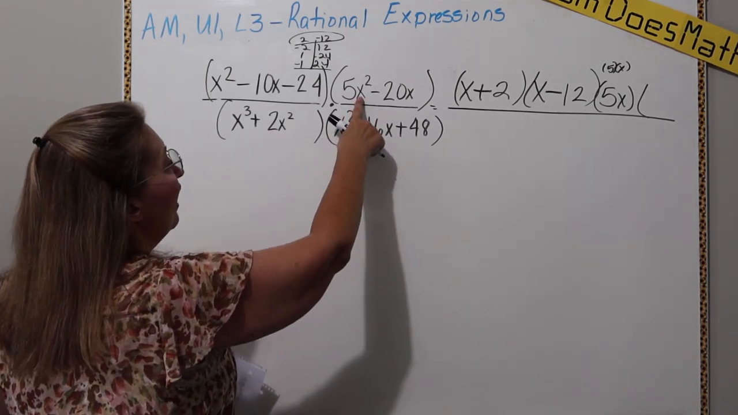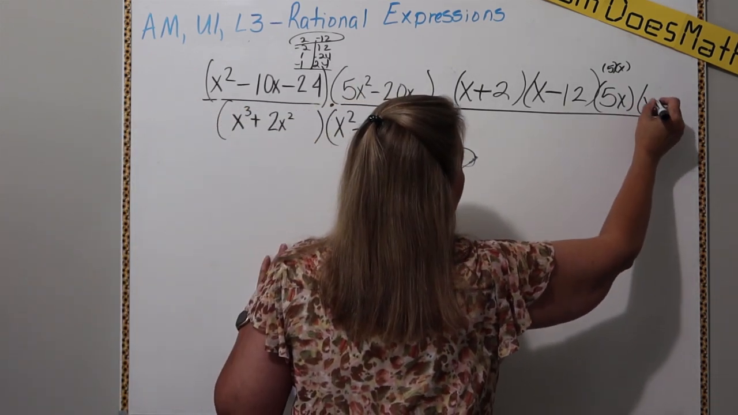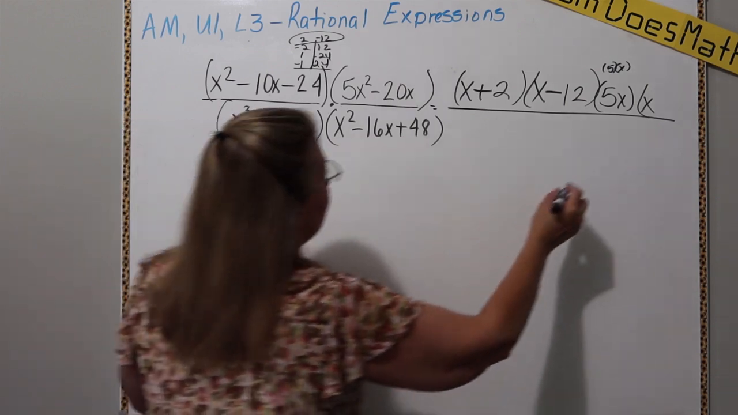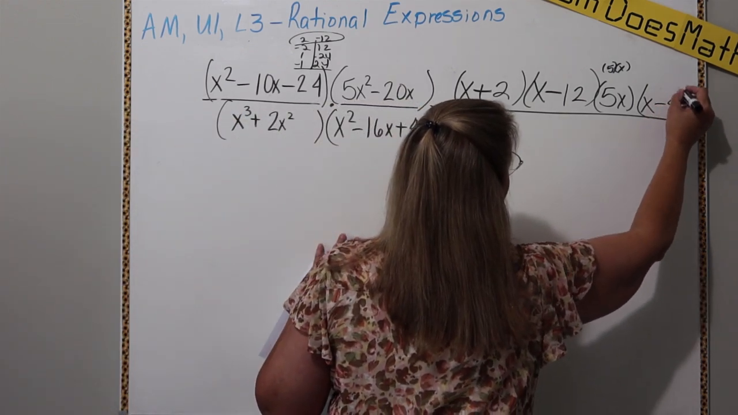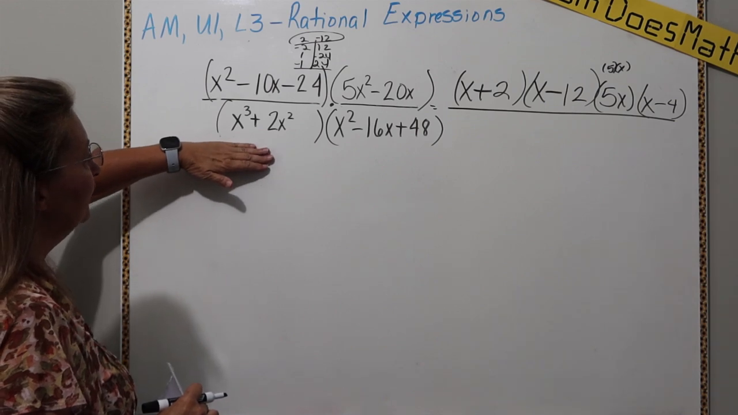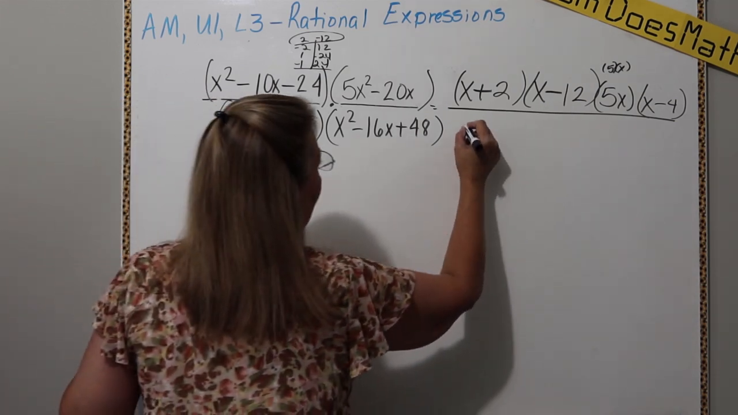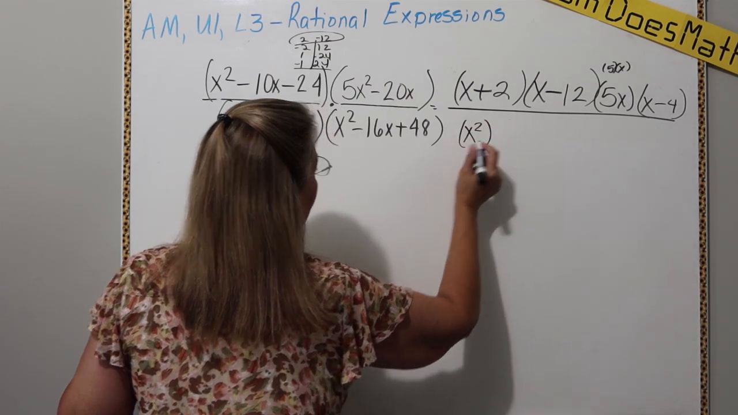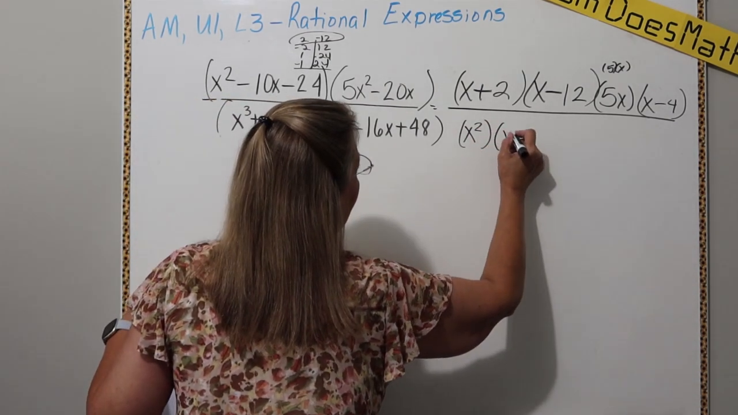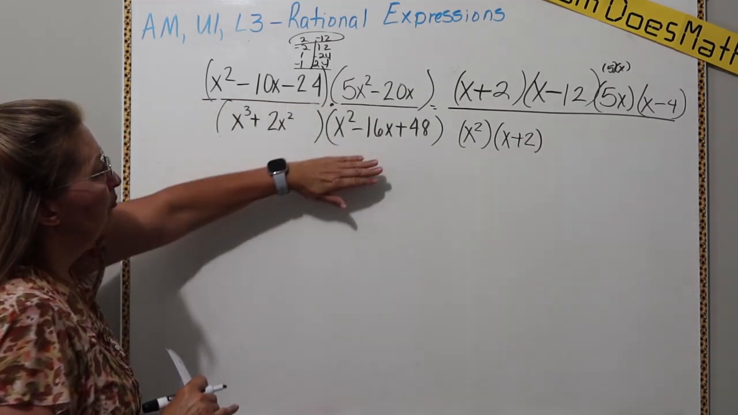Now when I divide 5x from x squared, what do you have left? X to the first. When you divide this out, what do you get? Minus 4. So now let's do our denominator. We have a binomial here. Greatest common factor is going to be x to the second power. And when you divide x to the second out of here, what do you have left? X plus 2.